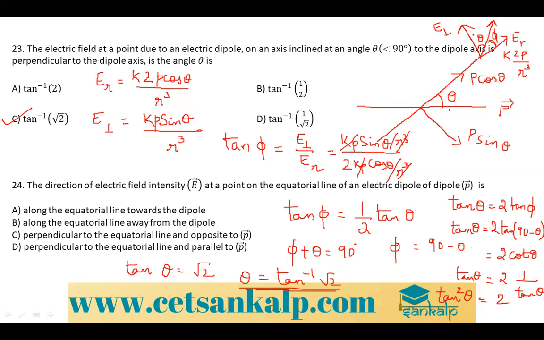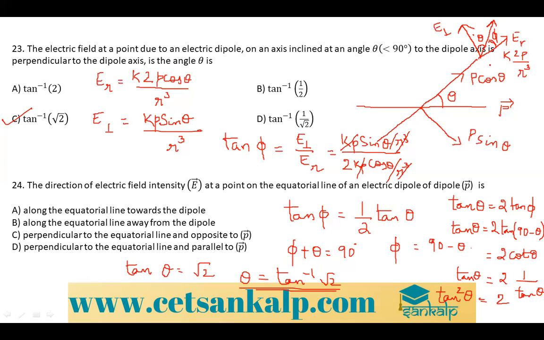So based on that, this component can be split into two. Along that only you have one electric field. The other one is perpendicular, which you can say is equatorial. This is axial, this is equatorial. So when it is going to become perpendicular, it happens only if theta is tan inverse of root 2.